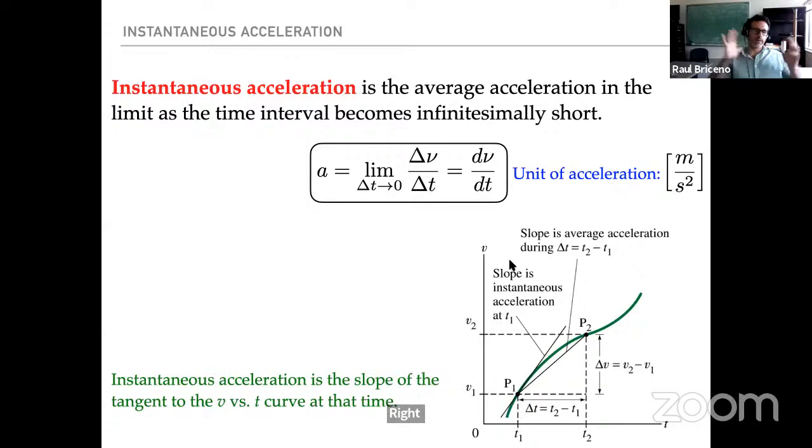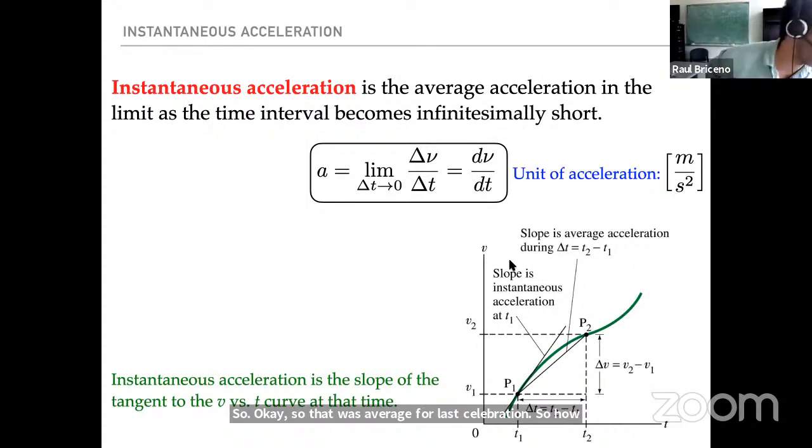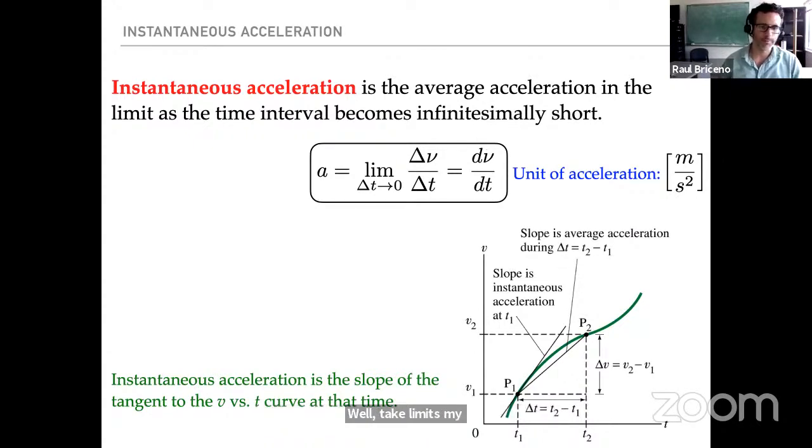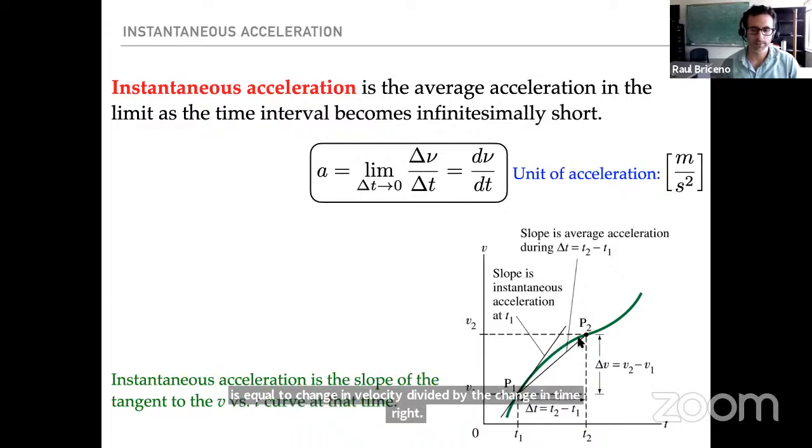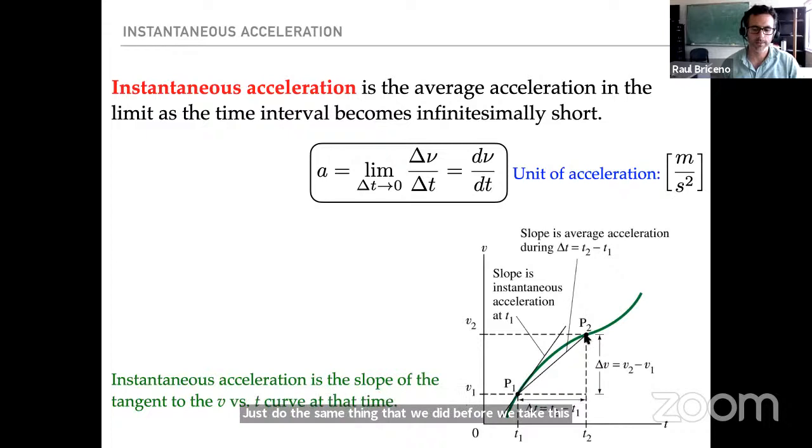Okay, so that was average acceleration. So how do you define instantaneous acceleration? Well, take limits, my friend. Same thing. We know the acceleration is equal to the change in velocity divided by the change in time. Just do the same thing that we did before. We evaluate the velocity at some later time compared to the original time, and then we take the limit as this time gets closer and closer.